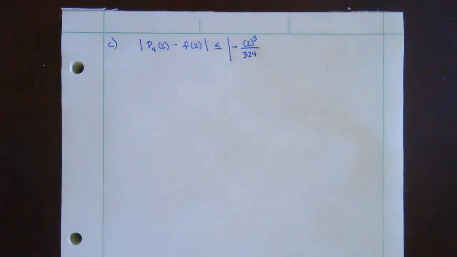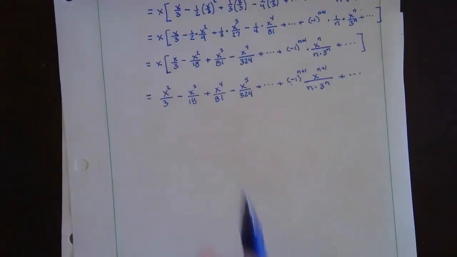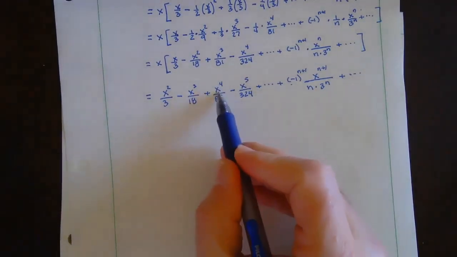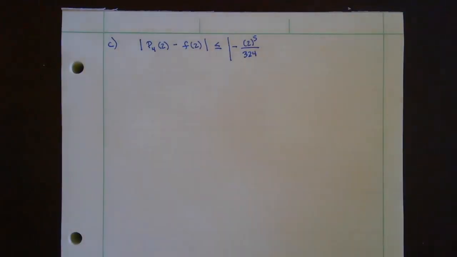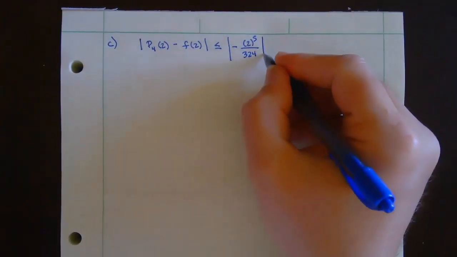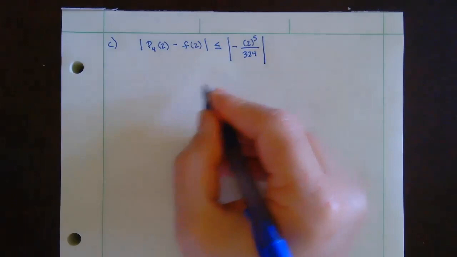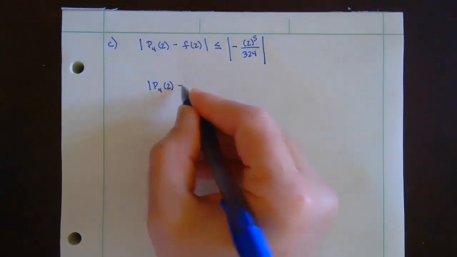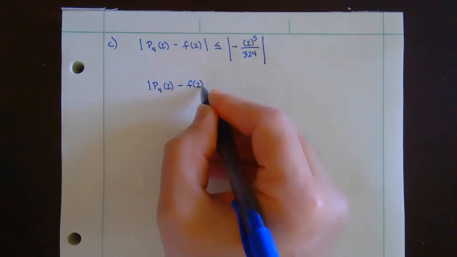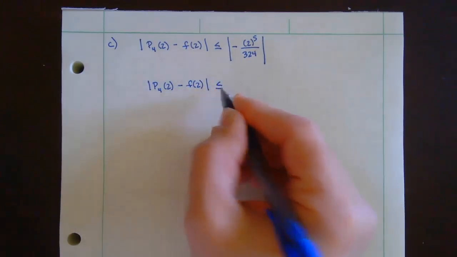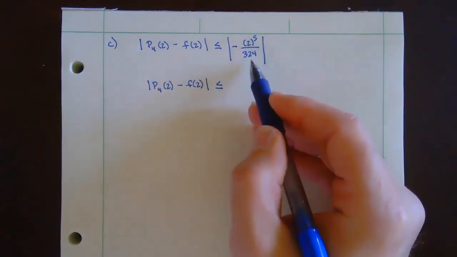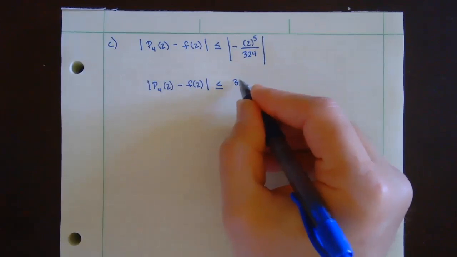Now, why am I picking this one? Because this is the 4th degree, right? And so if this is the 4th degree, this would have to be the next term, okay? So you just look at this one and go the next one over, okay? Absolute value of that. So this p sub 4 of 2 minus f of 2, we're just going to clean this up. It would have to be less than or equal to, okay, the absolute value is going to take care of the negative one. This is going to be 32 over 324.